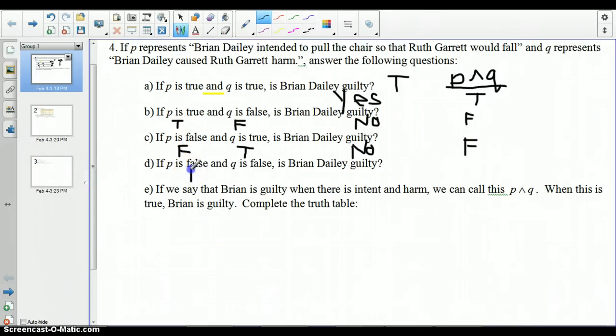If P is false and Q is false, is Brian Daly guilty? No, he's not. There was no intent. There was no harm. This would be false.